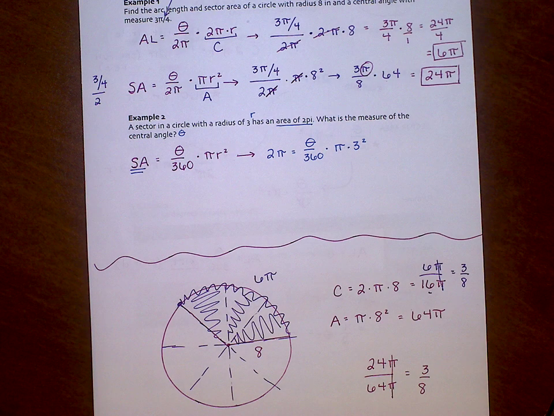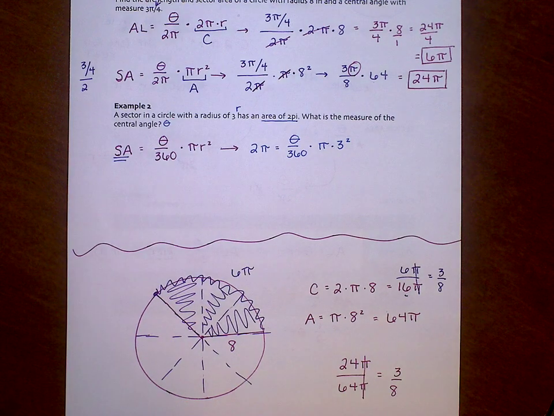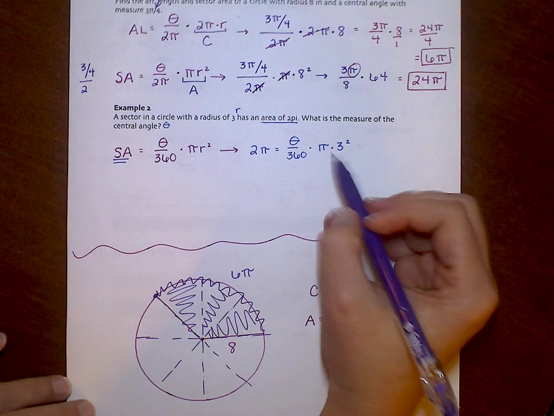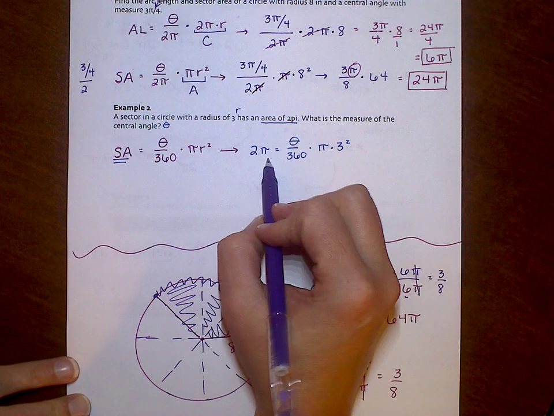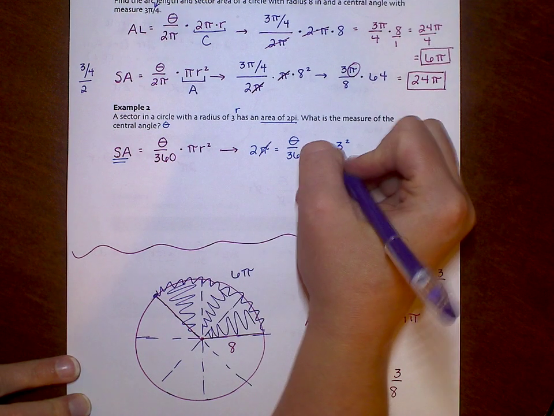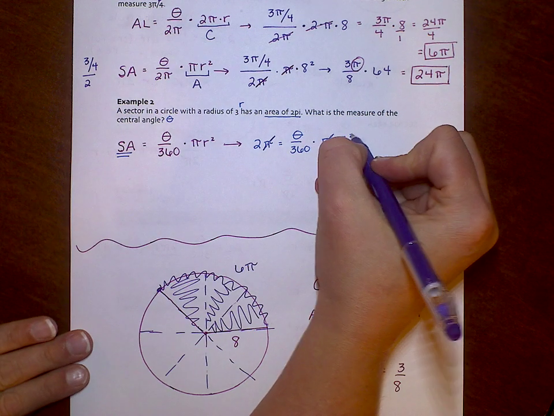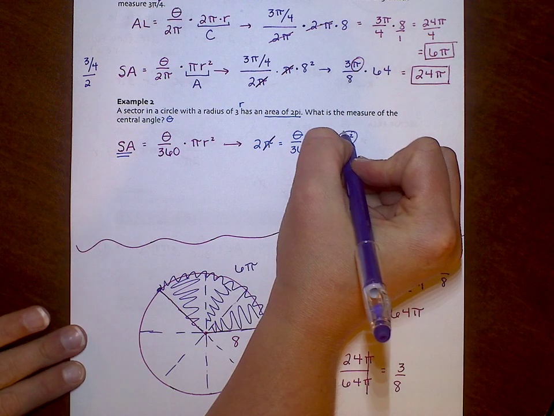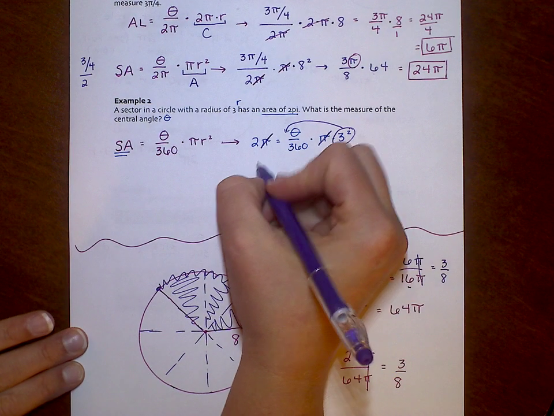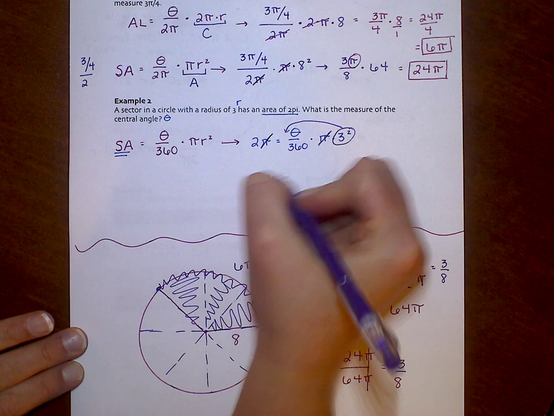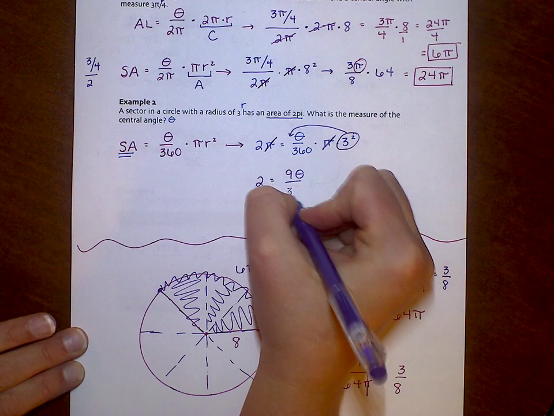Okay, I see lots of different ways that we could approach this one. So if you choose to do something different, that's fine. The first thing I notice is I've got pi's on either side of the equation. So technically what I'm doing here is dividing both sides by pi, but I'm just getting rid of those pi's. I am also going to take this 3 squared, which is really a 9, and incorporate it into this fraction. So now what my equation looks like is this. 2 equals 9 theta over 360.